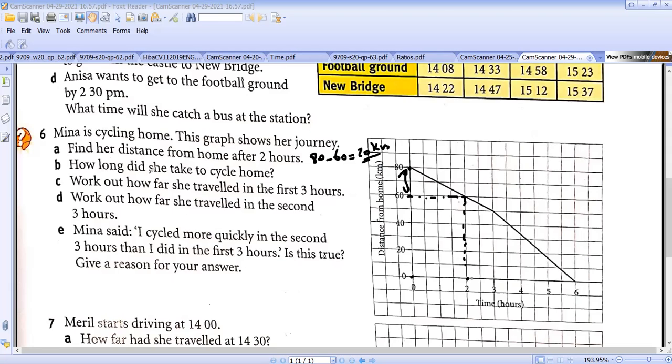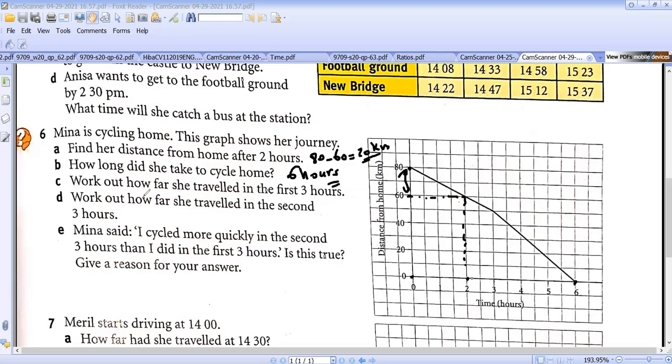After that, how long did she take to cycle home? Well, they are asking you about the time. So you just need to check when she arrived home, when the distance to her home is equal to 0. So it's after 6 hours. My God, she cycled for 6 hours. Right, this is a very long time to cycle to go home.